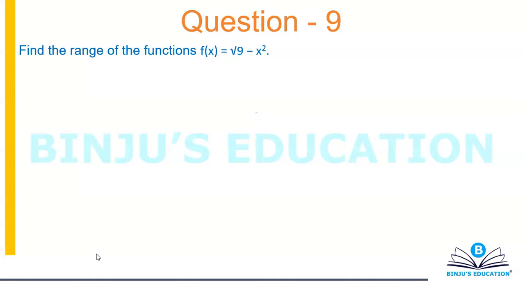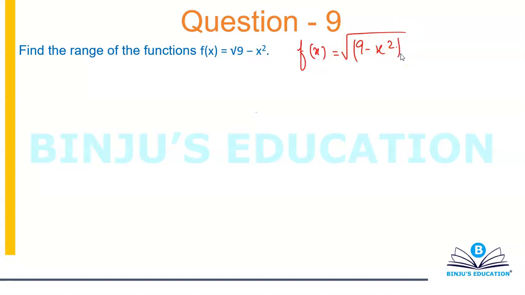All right, let's try this one. I need to find the range of this function, that is root of 9 minus x square. First of all, I need to calculate the domain of this function, because I need to know what all possible values of x I can have. And this is f(x) is equal to the entire root of 9 minus x square.